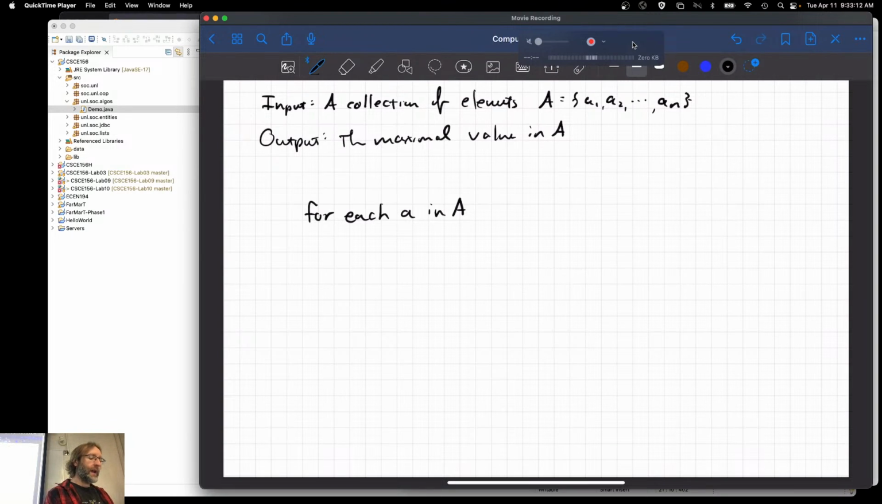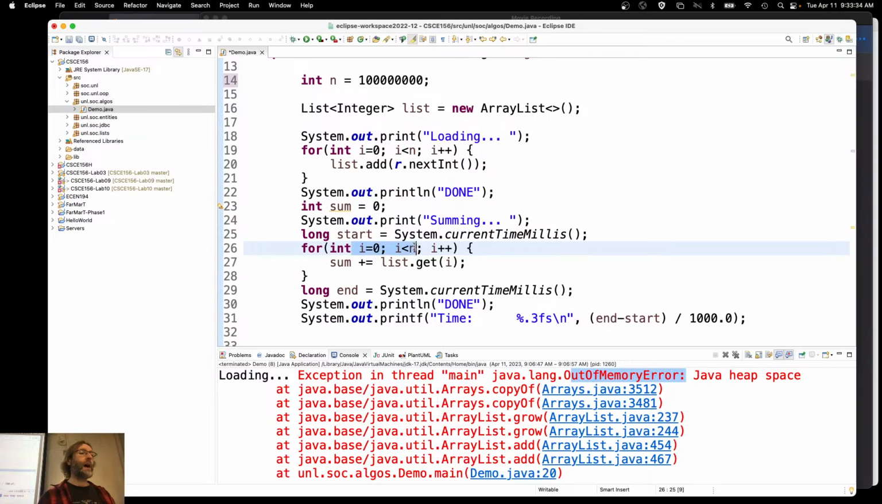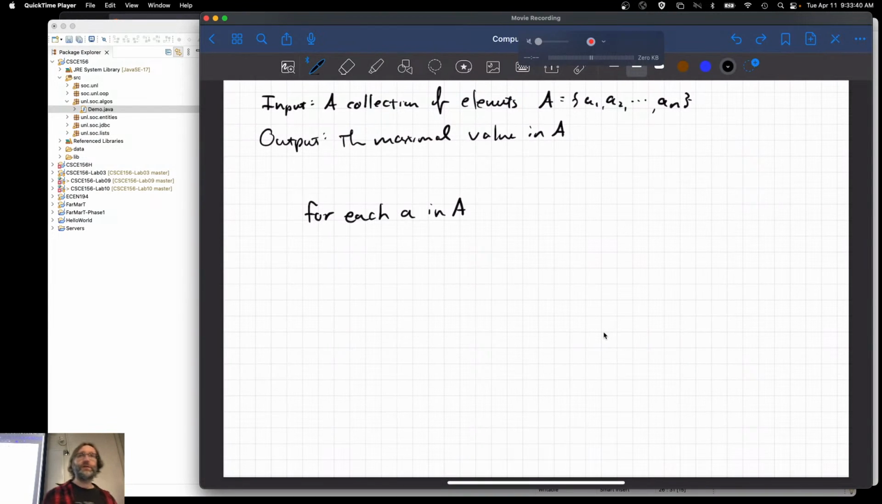So for each A in A, now this is something specific. I'm not going to use the colon here. That would be very Python-y. I'm not going to use opening and closing curly brackets and parentheses, because that would be very language specific. I am not going to use a traditional idiomatic for loop here. For int i equals 0, i is less than n, i plus plus. Why? Because I want to keep it general and generic.